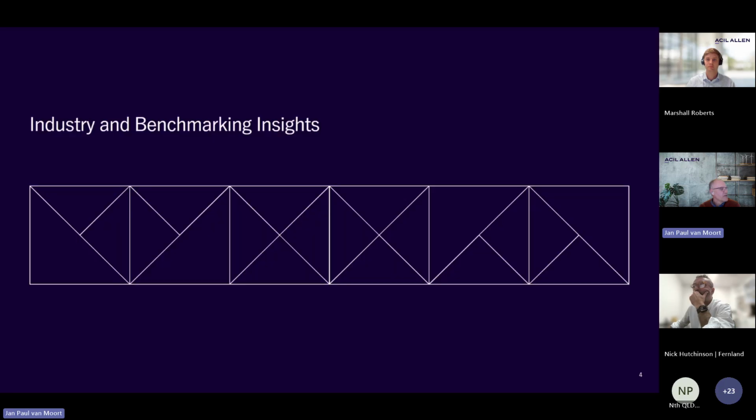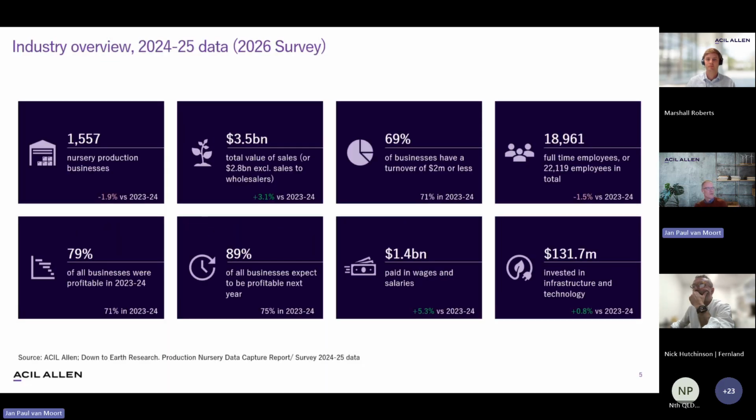When we look at the stats, these are the headline stats we got out of the collection for last financial year. This survey was done in spring last year, but drawing on the statistics from the year before. So we saw a small reduction in the number of nurseries we identified, to slightly under 1,600. Sales have recovered from the slump after the industry had been experiencing a modest amount, by 3.1%. And 69% of the businesses still have a relatively small turnover of less than $2 million per year, which is slightly down on the year before when it was 71%.